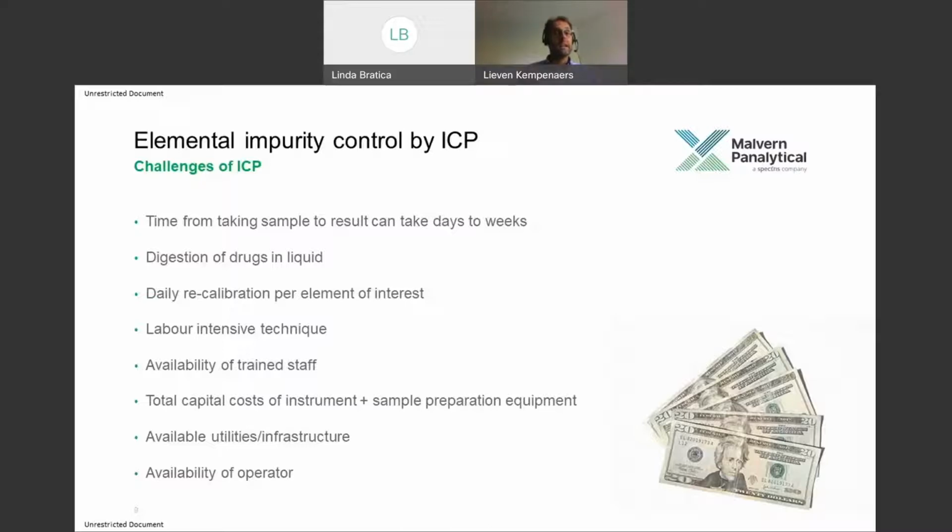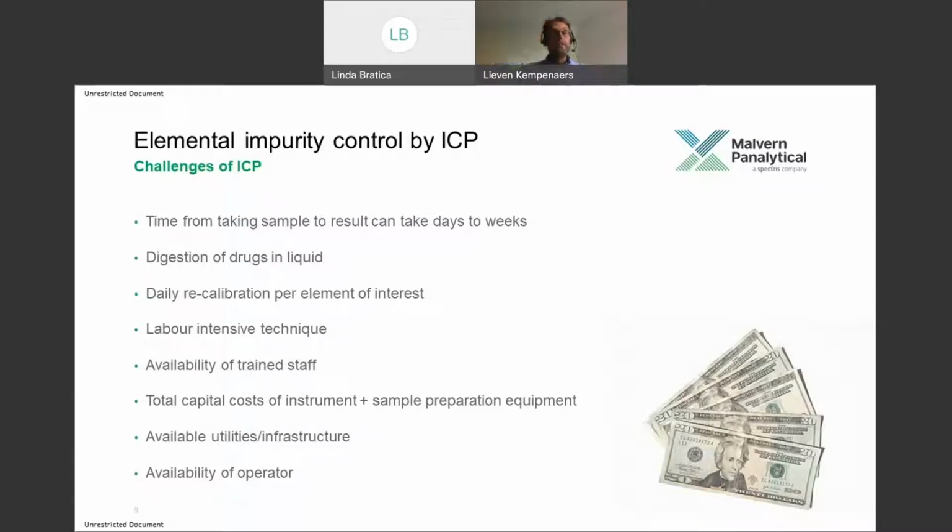Also, daily recalibration for the elements of interest is a must for ICP. And the method itself is also labor intensive because of the sample preparation. Also, there is the availability of staff that is properly trained to operate an ICP. That can also be a limiting factor, to find the right people with the right knowledge, the higher education, to operate the ICP and make sure that the right numbers are obtained.